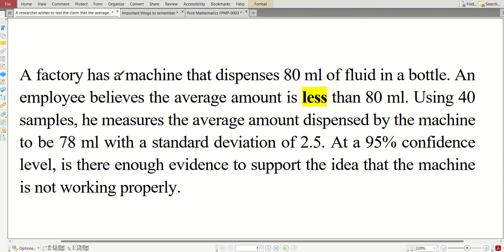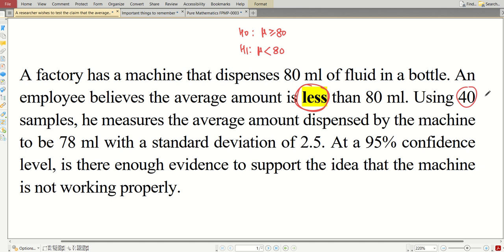Now, read the problem. A factory machine that dispenses 80 milliliter of fluid in a bottle. There is a machine in the factory that dispenses fluid, and its value is 80 milliliter. An employee believes this amount is less. So what do you mean by this? If you want to write the null hypothesis and alternate hypothesis in this question, mu is greater than or equal to 80 ml. And if here is less, so the alternate is mu less than 80 ml. This is the hypothesis in this question.